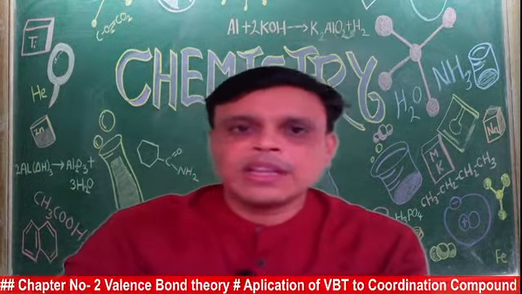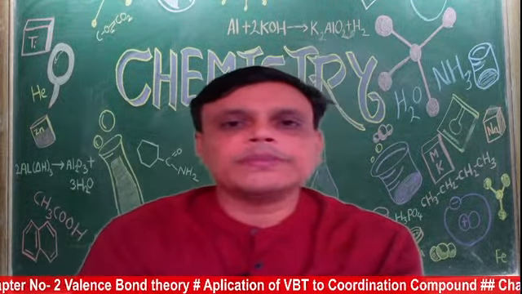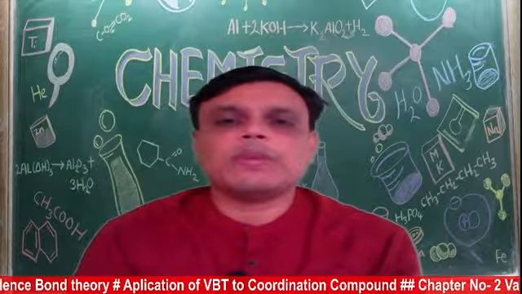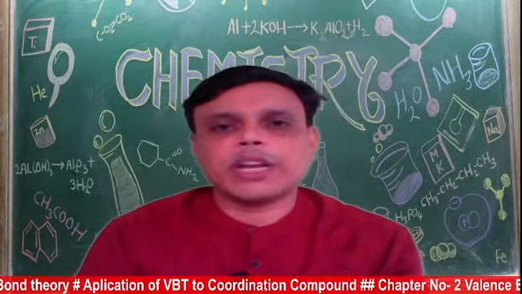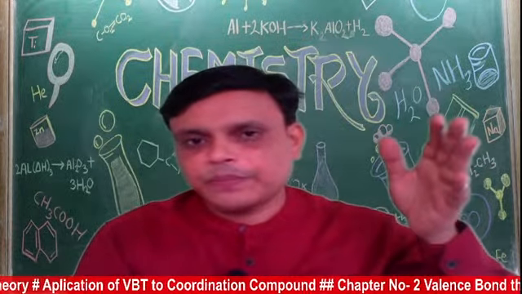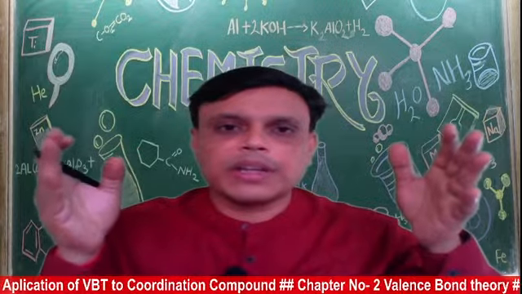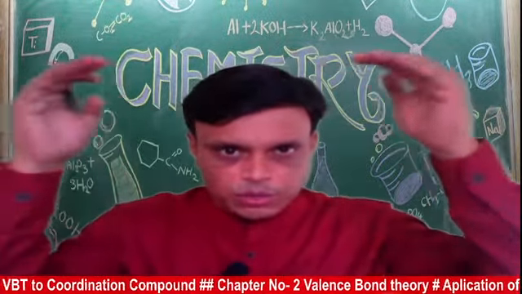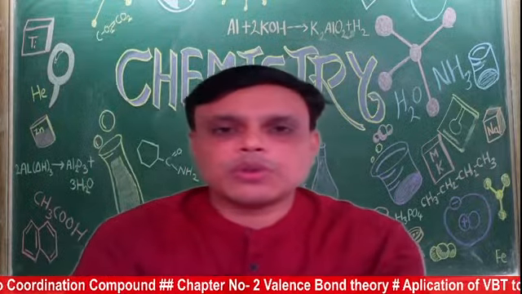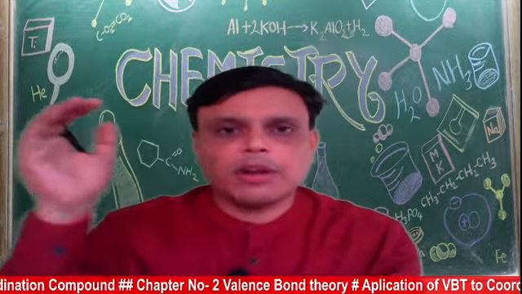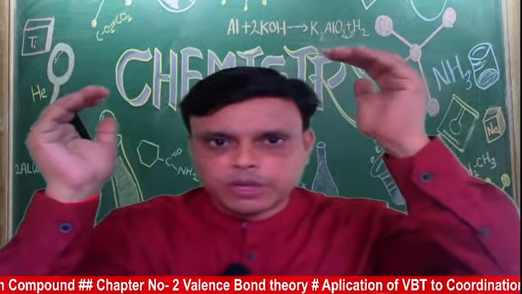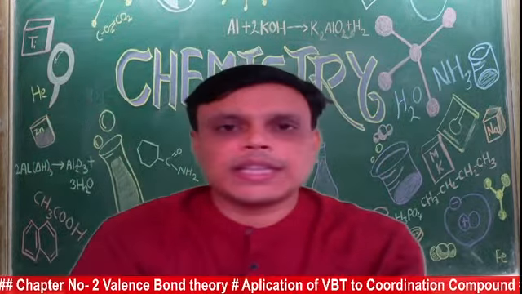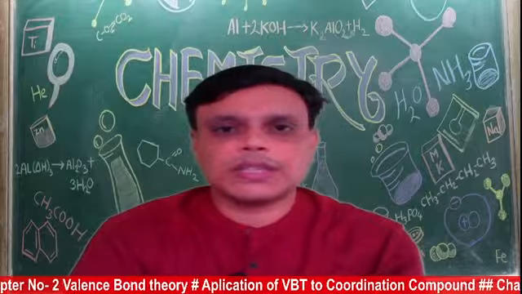The fourth assumption is that, in addition to this sigma bond, there is a possibility of pi bond formation, between a filled metal orbital and a suitable vacant orbital of the ligand. So sidewise overlapping is there. Due to this sidewise overlapping of the orbitals, the bond formed is called a pi bond. This is the fourth assumption.